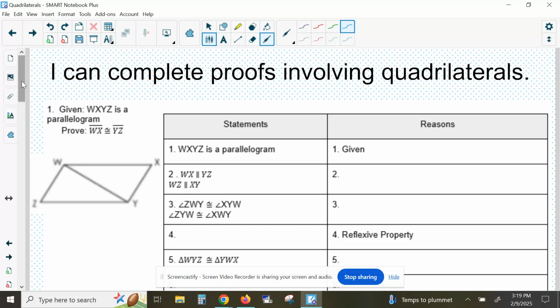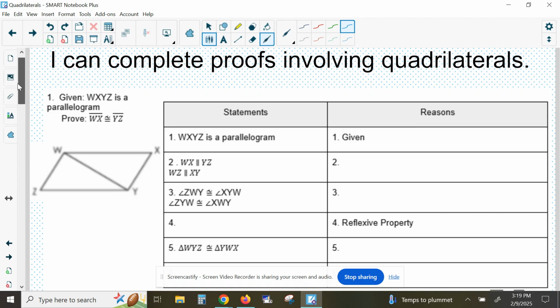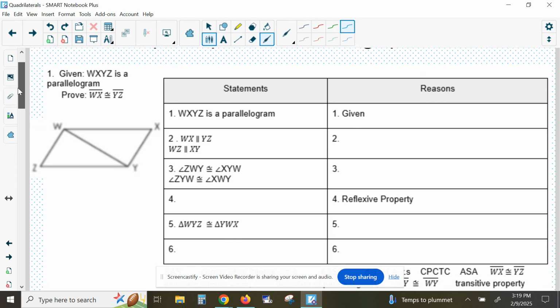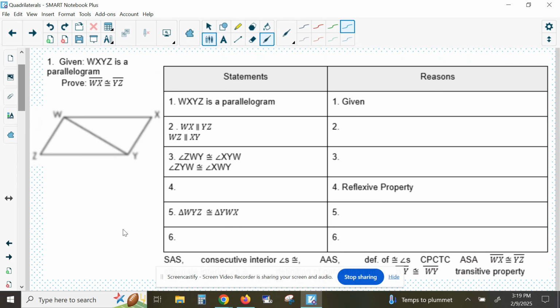Just like most of the other topics, we do have some proofs that we can work on to use what we know about quadrilaterals. So I'm going to do 2 of the proofs for you, and then obviously you can work on the rest of them. So here's number 1. It says, given WXYZ is a parallelogram, prove that WX is congruent to YZ.